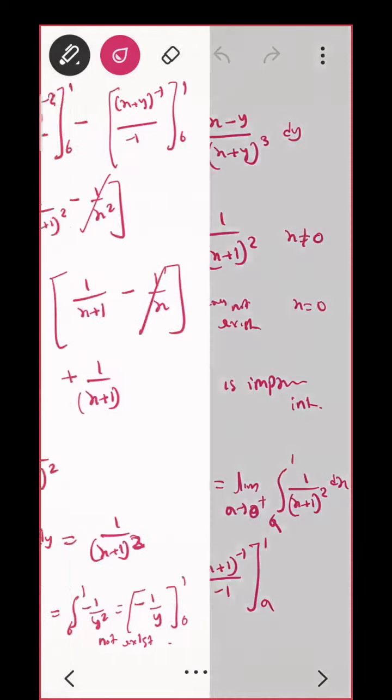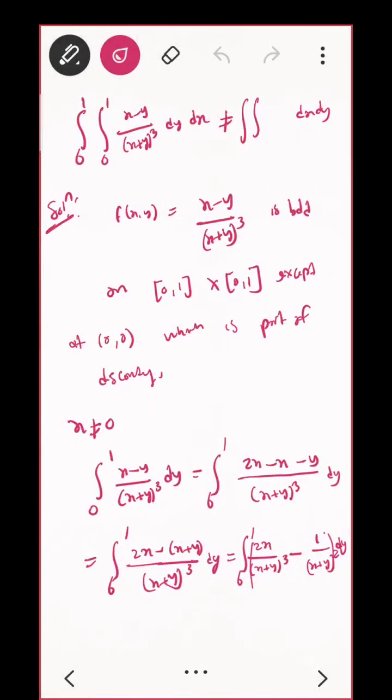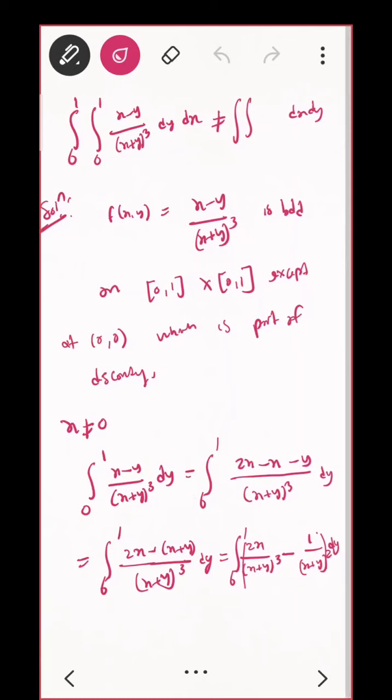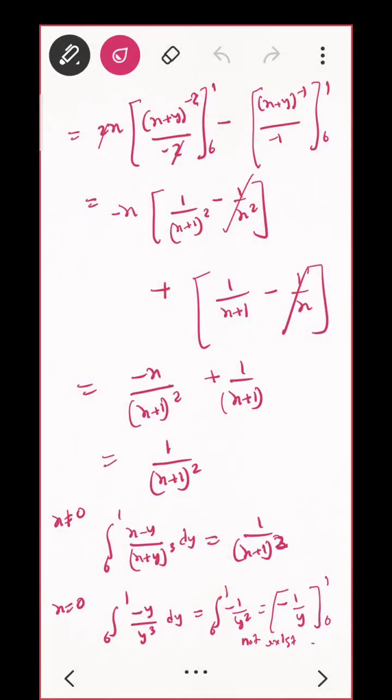What did we start with? We started with taking two values. First, x is not equal to 0. We found 0 to x of x minus y upon x plus y the whole cube. This is going to be my function g of x later on. Then we solved it and found the value is 1 upon x plus 1 the whole square when x is not equal to 0. But when x equal to 0, we see that this does not exist.